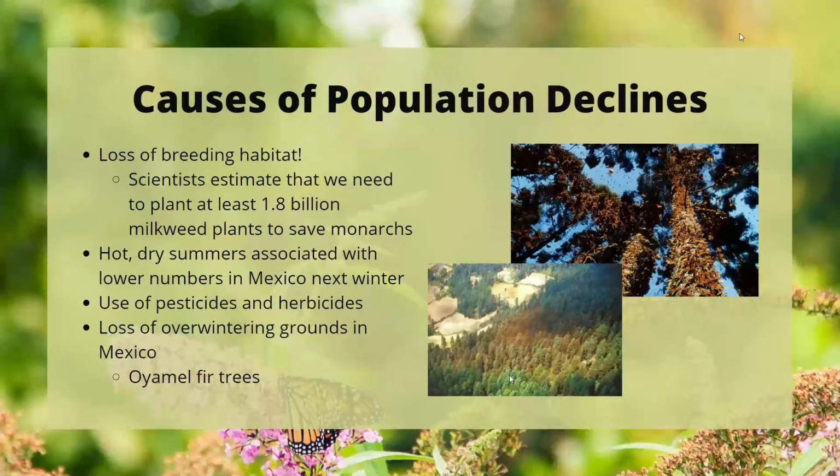Adult monarchs weigh less than a paperclip, and they can travel 50 to 100 kilometers in a day. So just really an astonishing animal.